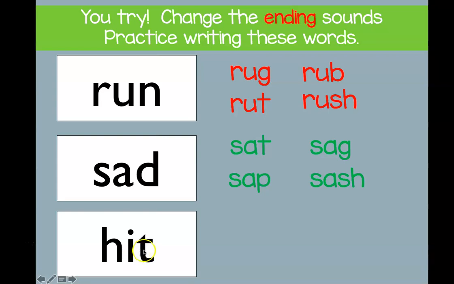All right, this is the last one, the best one. Let's see what you got. I changed the T to an M, and now I've got the word him. Here's the D. I changed that T to a D. Now I have hid. Or if I change it to a P, hip.